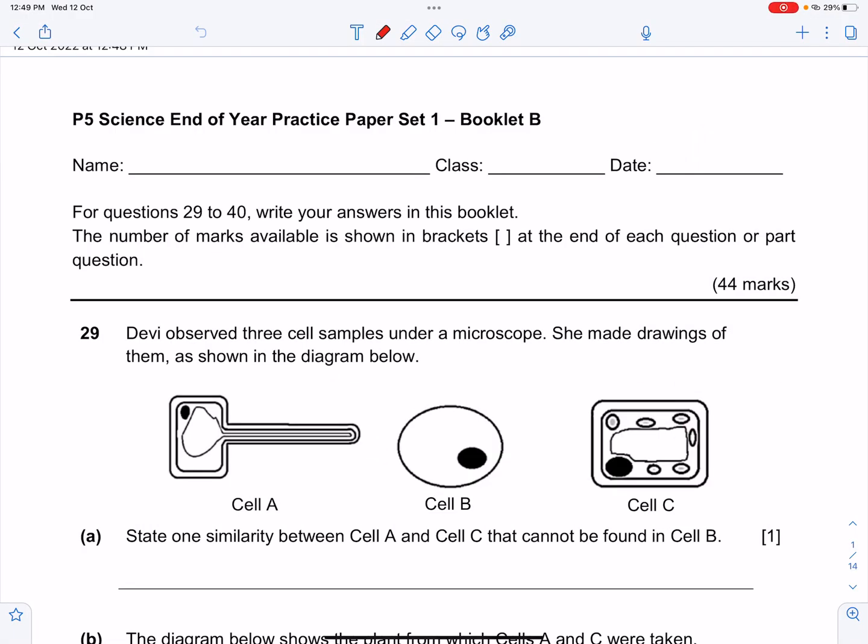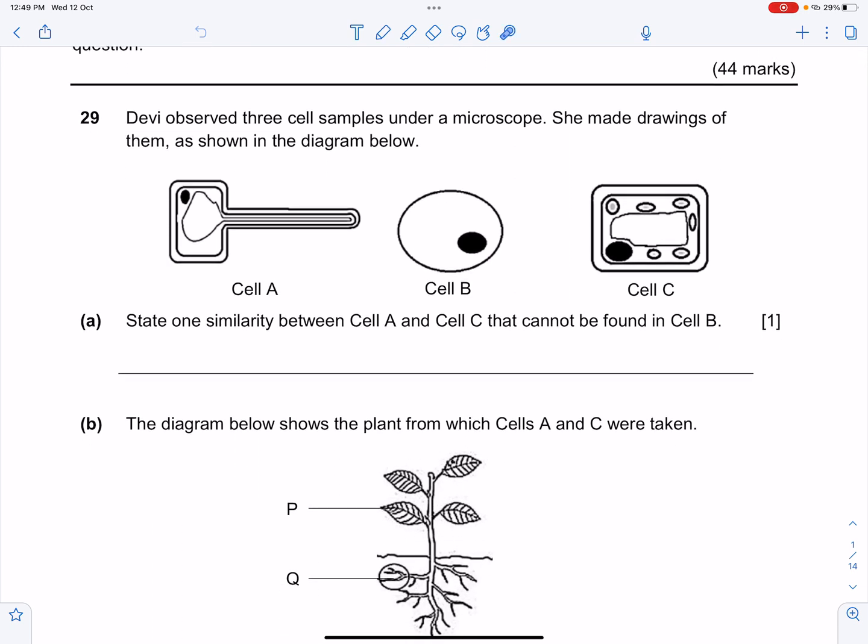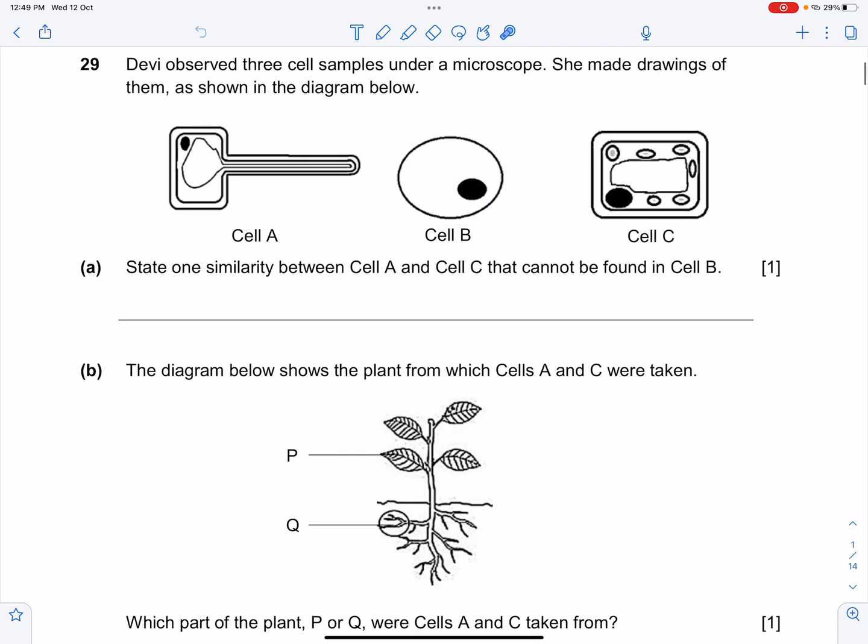Alright, so today we're going to look at your revision paper set 1, booklet B. Okay, first question over here. David observed 3 cell samples under a microscope. Okay, she made drawings of them as shown in the diagram. State one similarity between cell A and cell C that cannot be found in cell B.